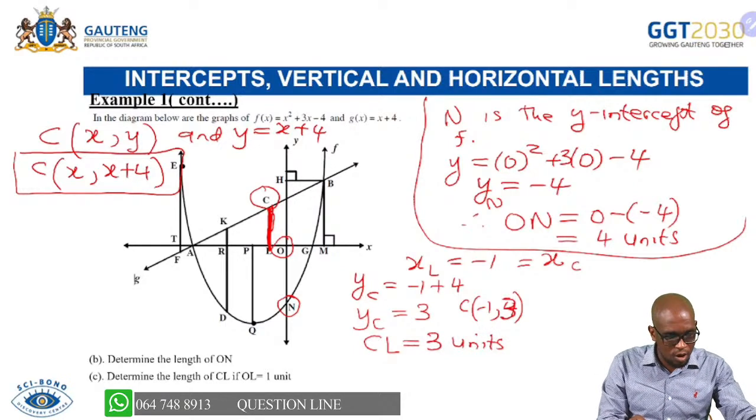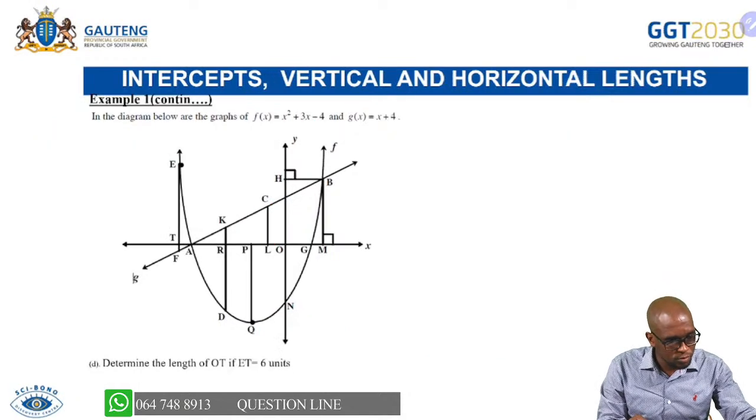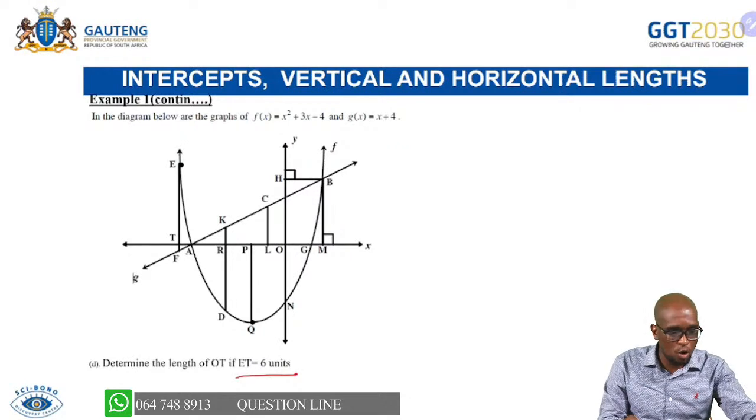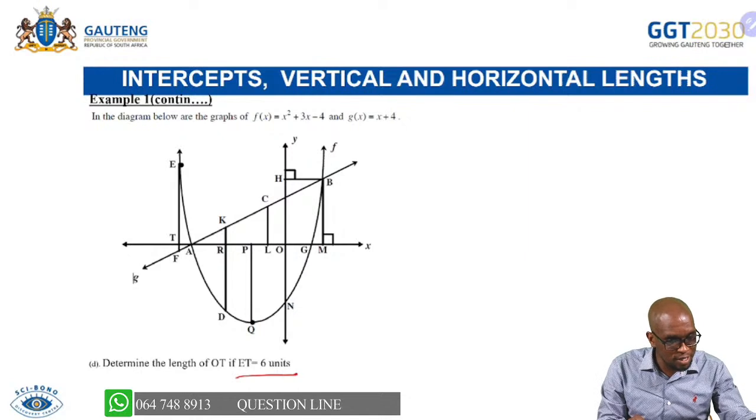Right, moving right along. Determine the length of OT if ET is 6 units. We're going to check OT. O obviously is the origin. We need to then trace T.